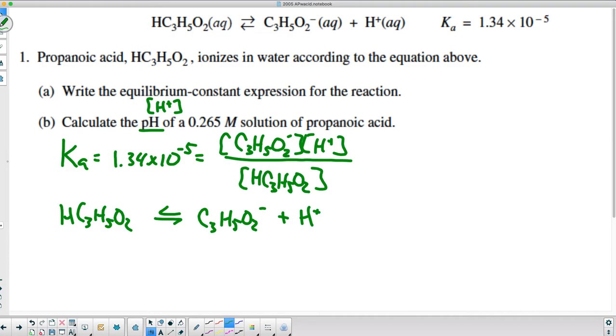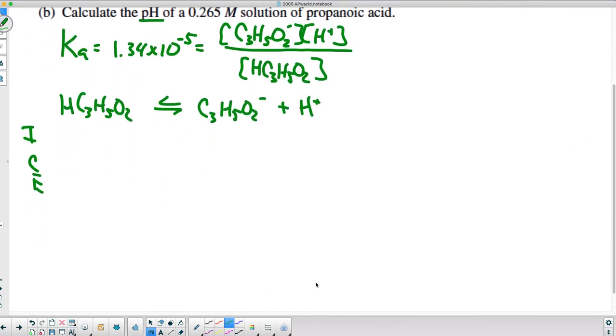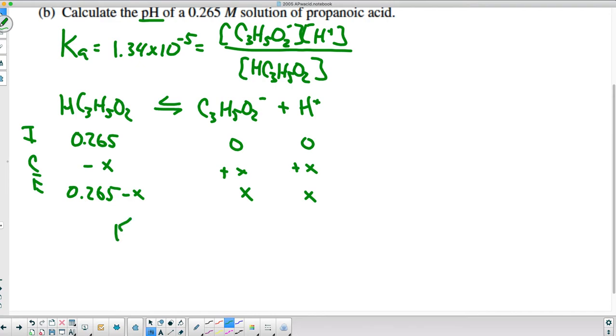Okay, so I'm going to go through my ICE chart. It gives us the starting concentration. I'm starting off with 0.265 concentration, 0 and 0, plus X, I get X and X. This is, of course, minus X, and 0.265 minus X. My Ka for this is going to equal X squared on top divided by 0.265 minus X.